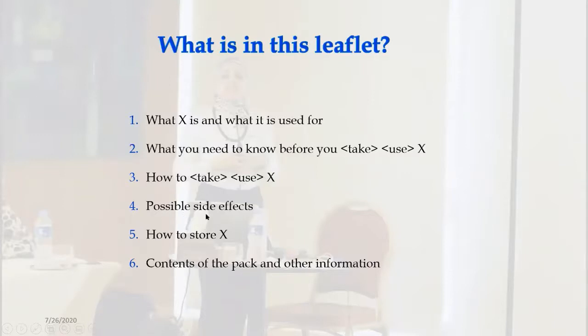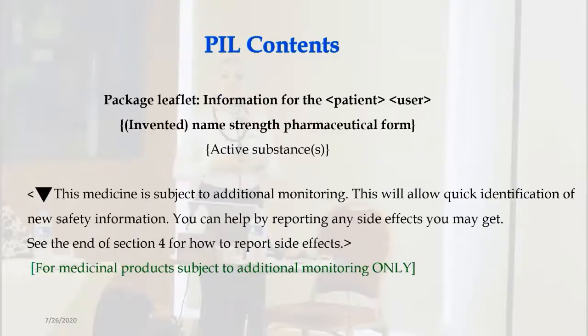The fourth will be possible side effects. The fifth section will be how to store the drug product. And the last section will be contents of the pack and other information. We have to specify what is included in the pack of the medicine and what the information is related to the marketing authorization holder and the manufacturing site.